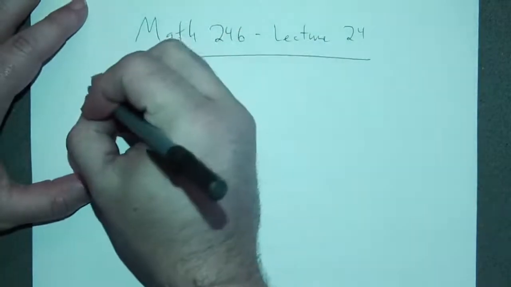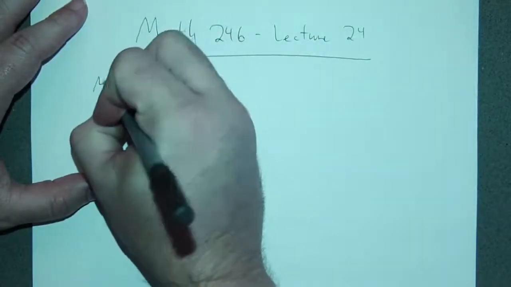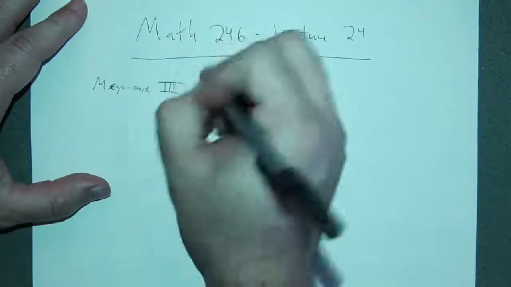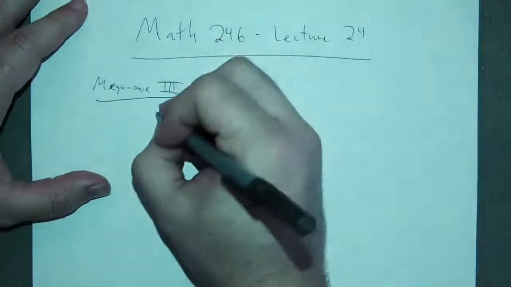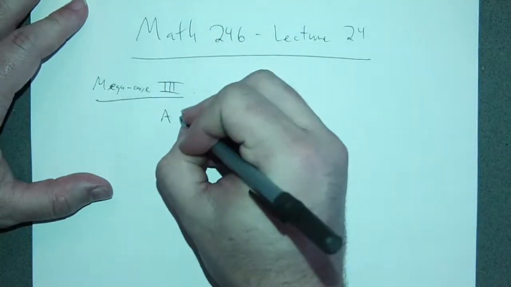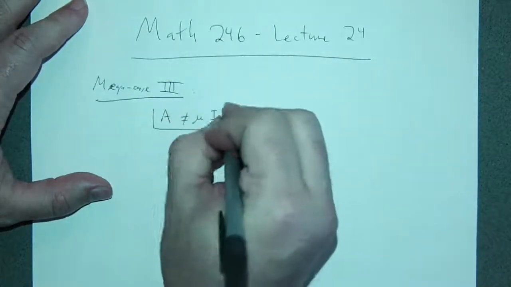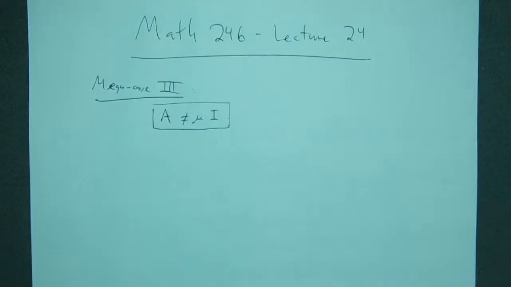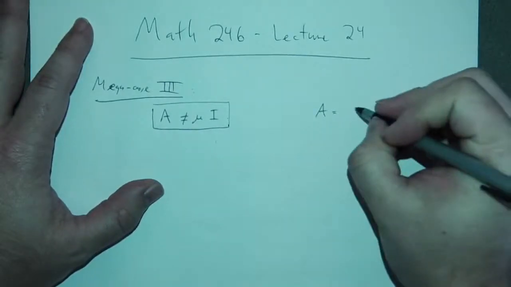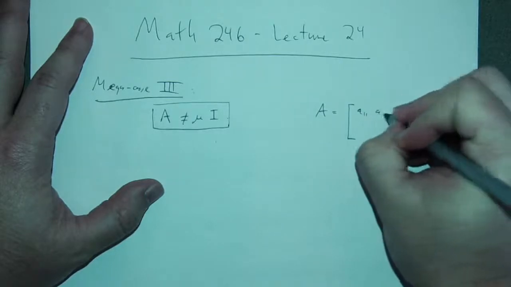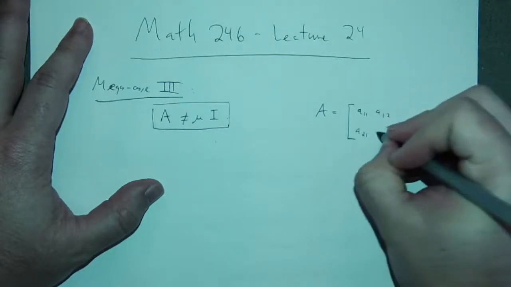So we are still in our mega case 3, and we're in the subcase when A is not equal to some multiple of the identity. Now, in this case, a generic A having an eigenvalue that's a double root might look like this, right? Or just our generic matrix.